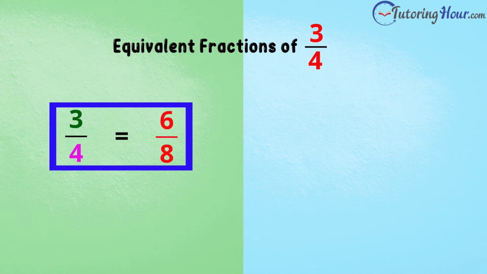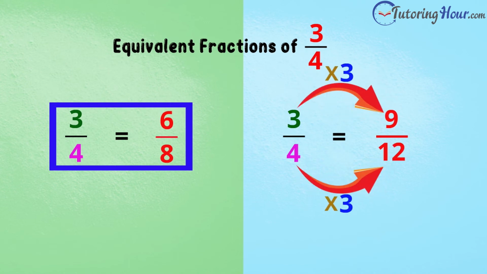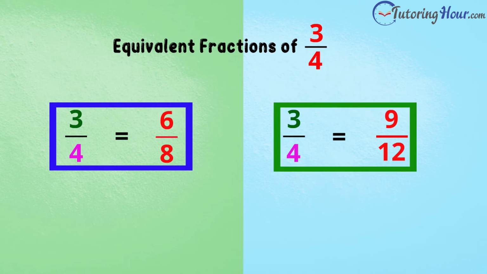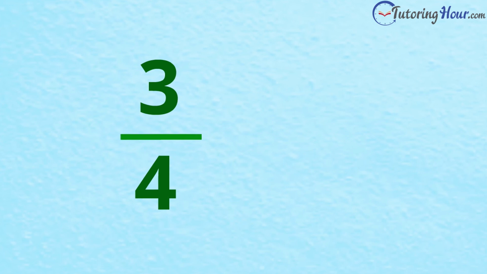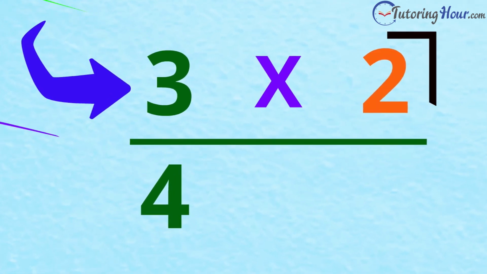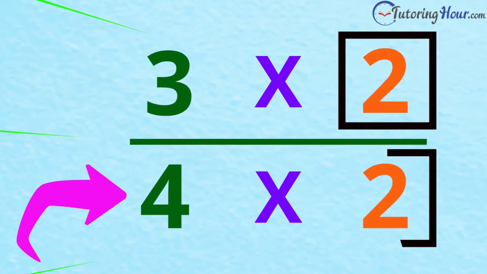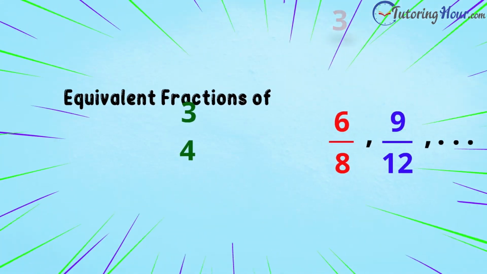We'll find the next equivalent fraction by multiplying the numerator and the denominator by 3. And that is our next equivalent fraction. Always remember, if you multiply the numerator by any number, you should multiply the denominator by the same number. Pretty simple rule, right?